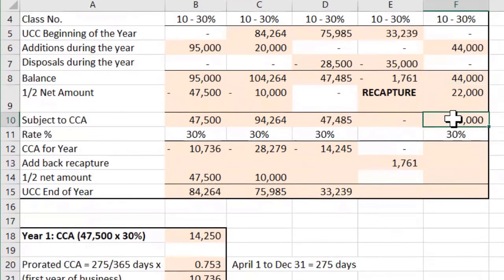We got 66 grand is what's subject to CCA. We times that by the 30%. That gives us our $19,800 of capital cost allowance for the year. We got no recapture, don't have to do nothing with that.